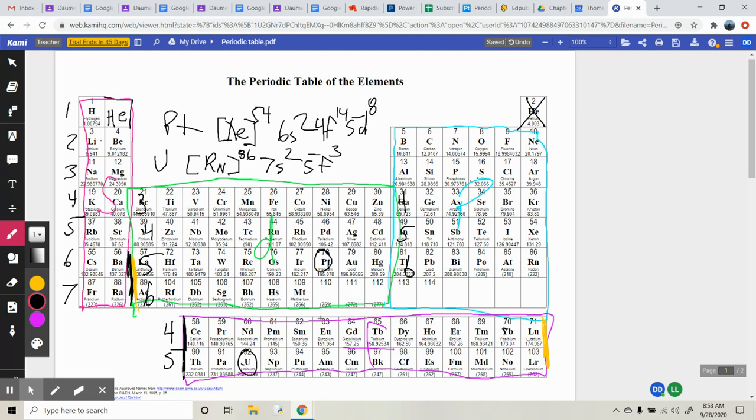So guys, that is electron configurations. If you are confused, please let me know and make sure you are asking questions. Know your shortcuts, know the long version, and have yourself a great day.